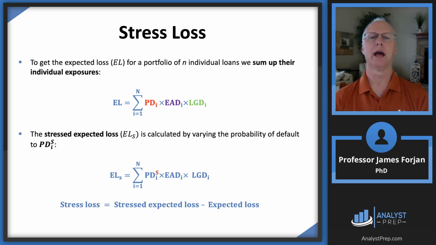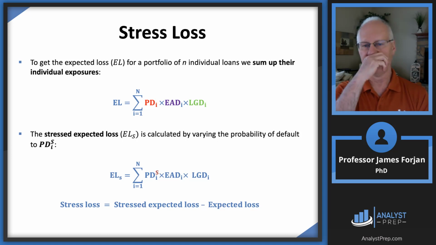Now let's take a look at a loan portfolio here to compute something that we've called expected loss in the past. What we're going to do is just sum up the individual exposures of each of those loans. And so there's a formula that should be familiar to you. So expected loss on the left-hand side of the equal sign, there's the big summation. So we're going to be adding however many loans we have in the portfolio.